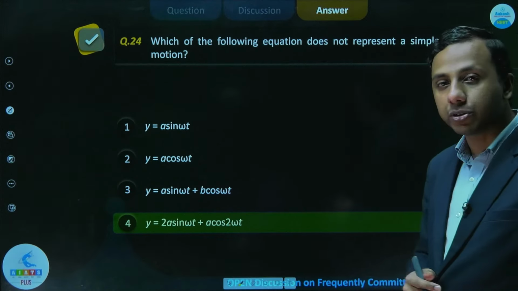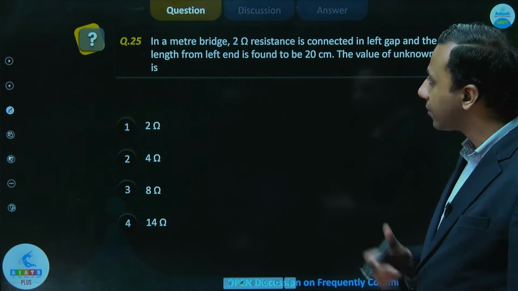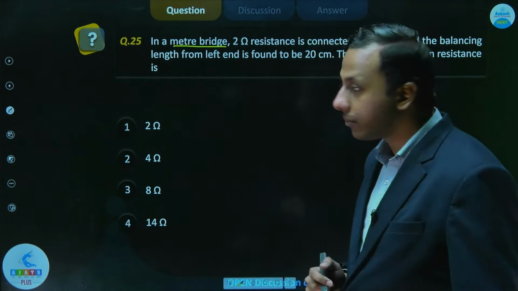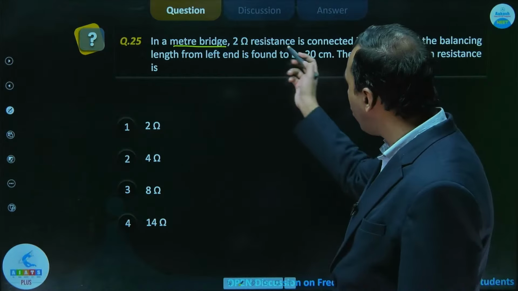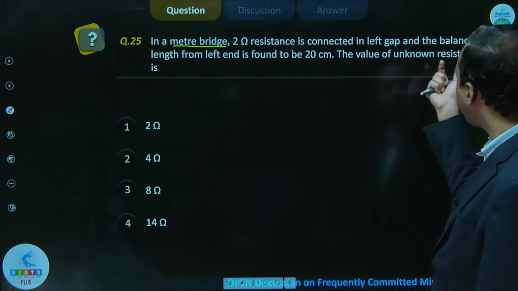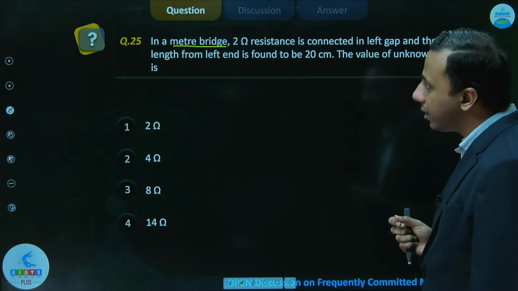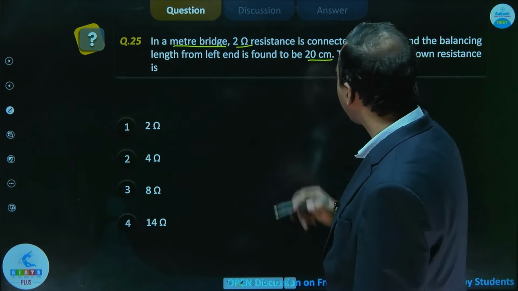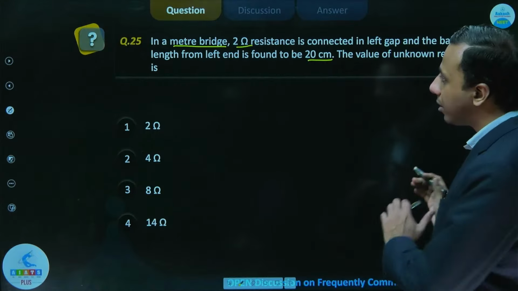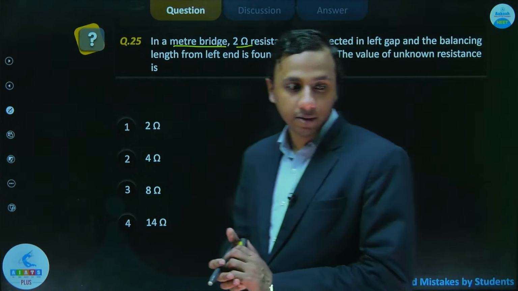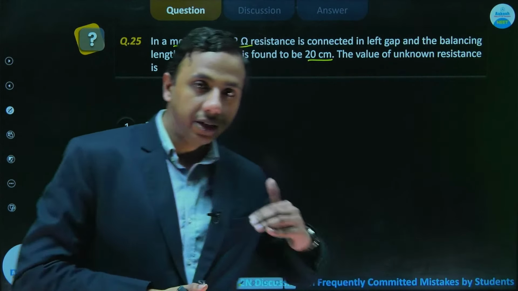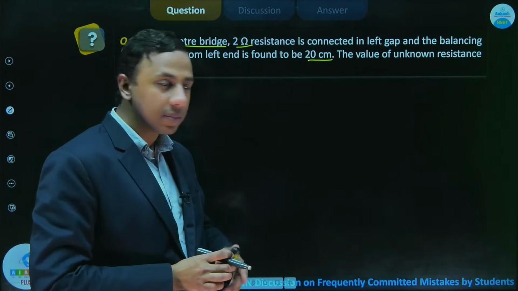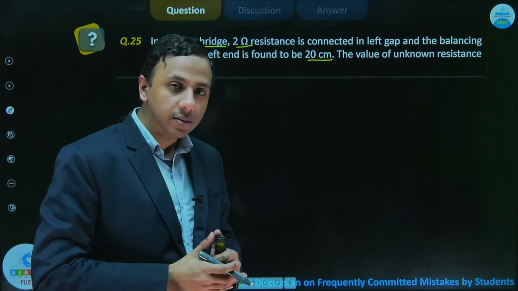Anyway, moving on to question number 25. See this question? It's based on your meter bridge. In a meter bridge, 2 ohm resistance is connected in the left gap and the balancing length from the left end is found to be 20 centimeters. The value of the unknown resistance, which you would connect in the right gap, is? So how to find the unknown resistance?